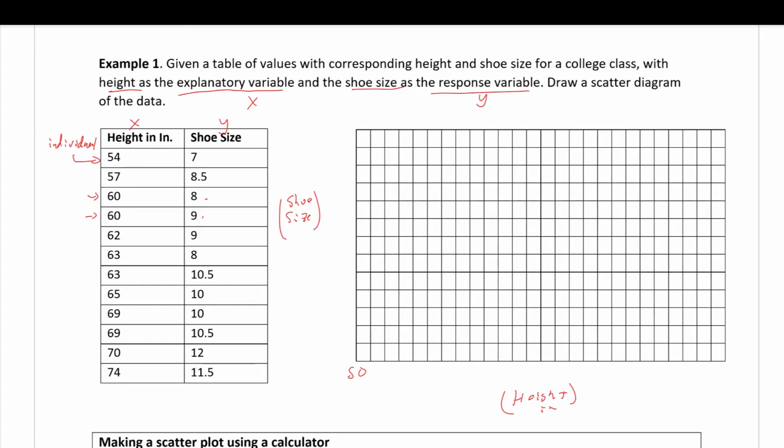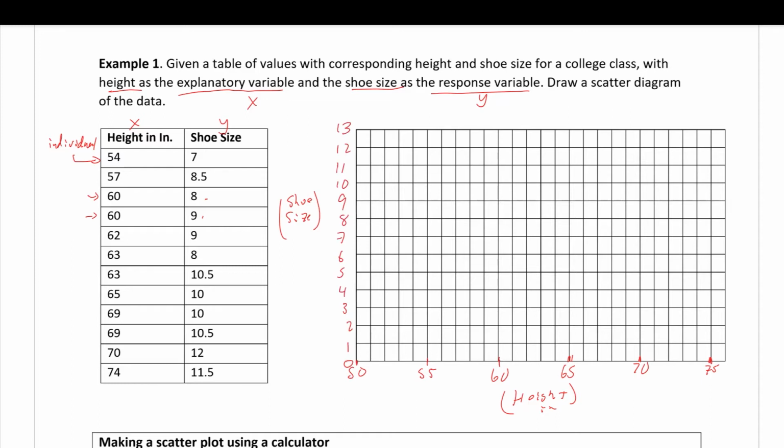Now, each one of these lines is going to represent 1 inch. So every 5, I'm going to make a tick mark. So that's 50, and I'm just going to continue this pattern. Okay, so that's the horizontal axis. Those are the heights. I'm also going to show the scale for the shoe size here. In this case, I am going to start at 0, down here, and each one of these will be 1.